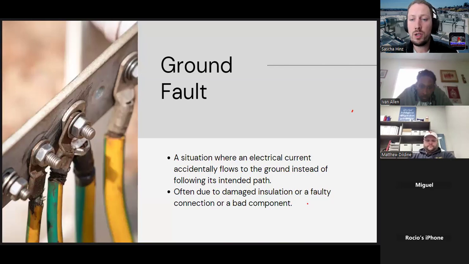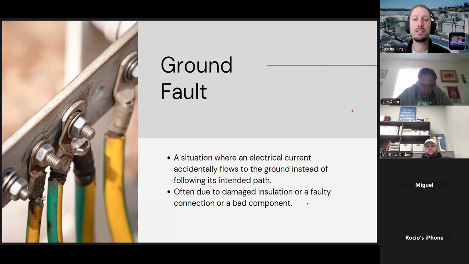Let's get into ground faults, which is the next one that I'm talking about. A ground fault is a situation where an electrical current accidentally flows to the ground instead of following its intended path. This is often due to damaged insulation or a faulty connection or a bad component.